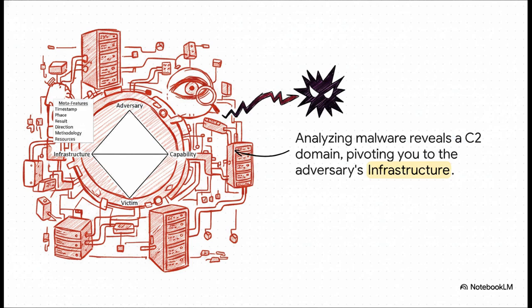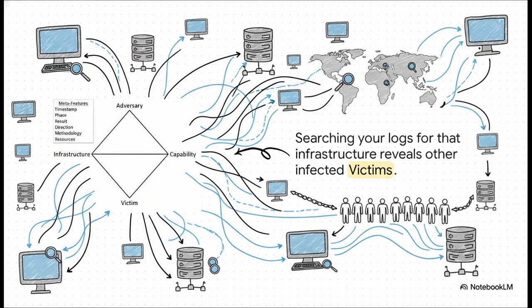And what happens when you dig into that malware? Well, you find a command and control domain baked right into the code. This is our next beautiful pivot, this time over to the adversary's infrastructure. Now that you have that piece of infrastructure, that domain or IP, you can go hunting in your own logs. You search for that C2 address, and suddenly you might uncover a much wider campaign, identifying other victims you didn't even know were compromised. See how that works? One clue leads to the next.